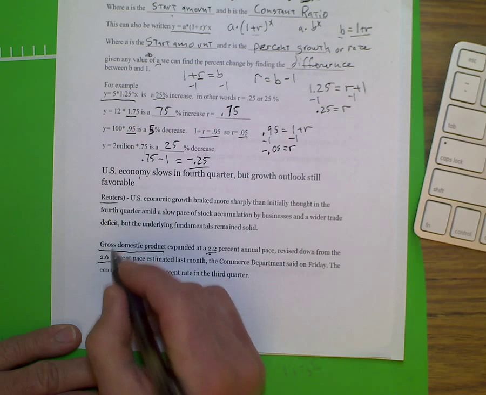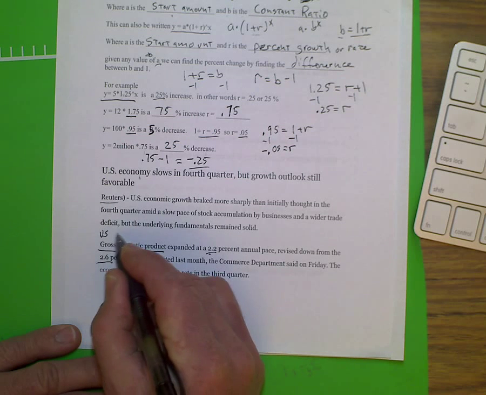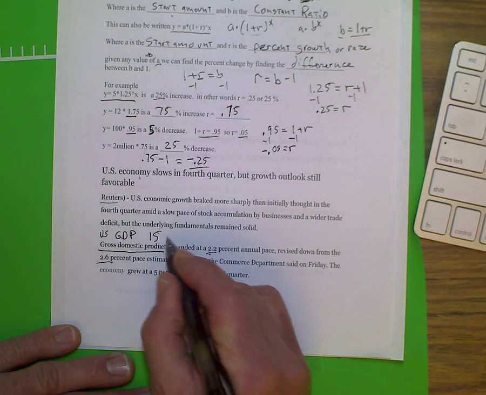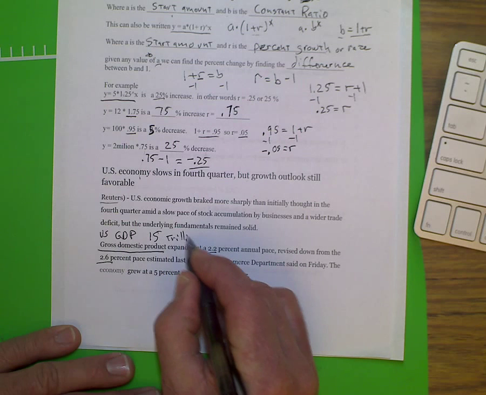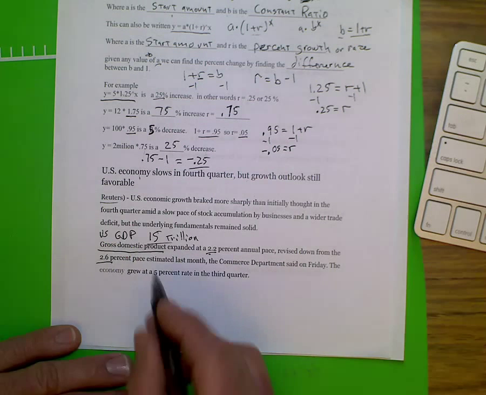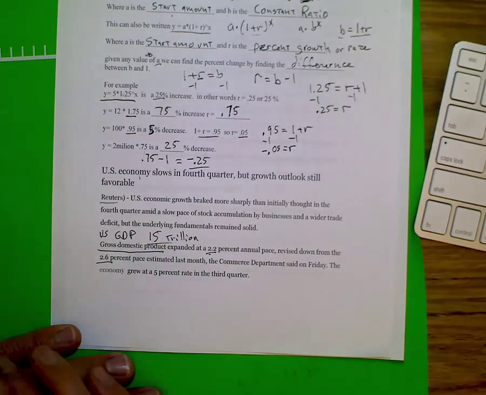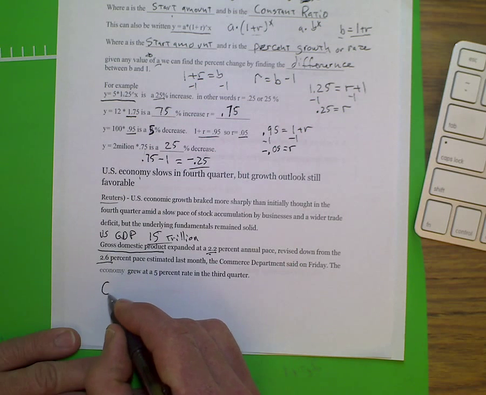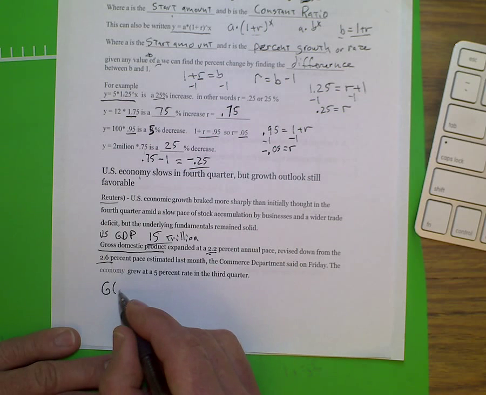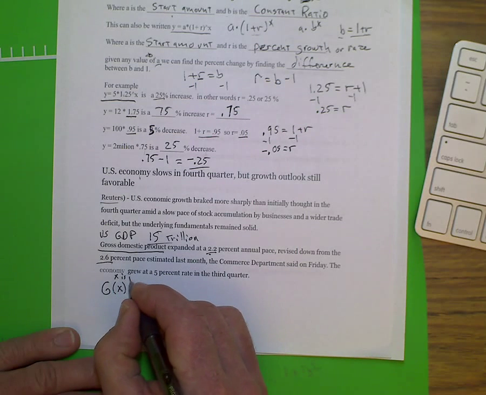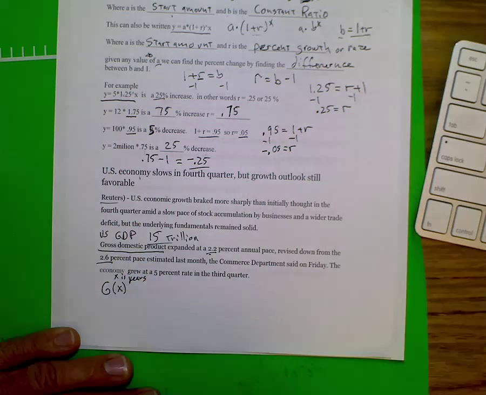Now, I happen to have researched that the U.S. GDP was $15 trillion. Okay? So that would be my start amount. And we're going to predict what the gross domestic product is going to be in a few months. So let's write it this way. We'll say G of x, and in this case, x will be years. x is years.